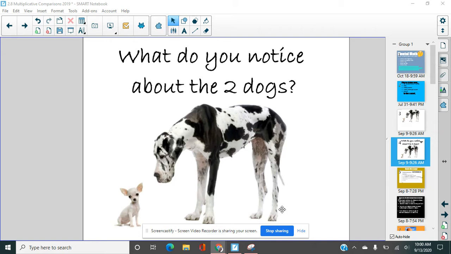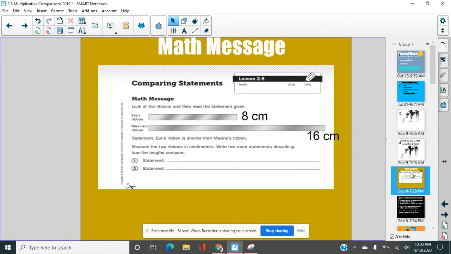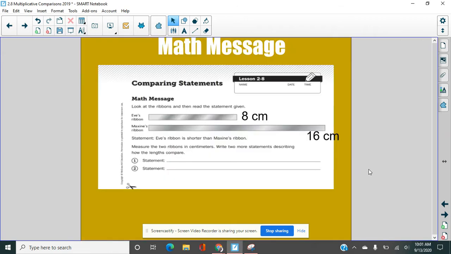All right. What I want you to do is to take a look at these two line segments. Now I've measured them for you. You can see that Eve's ribbon is 8 centimeters and Maxine's ribbon is 16 centimeters. And I would like for you to write a sentence comparing the two of those ribbons. Go ahead.